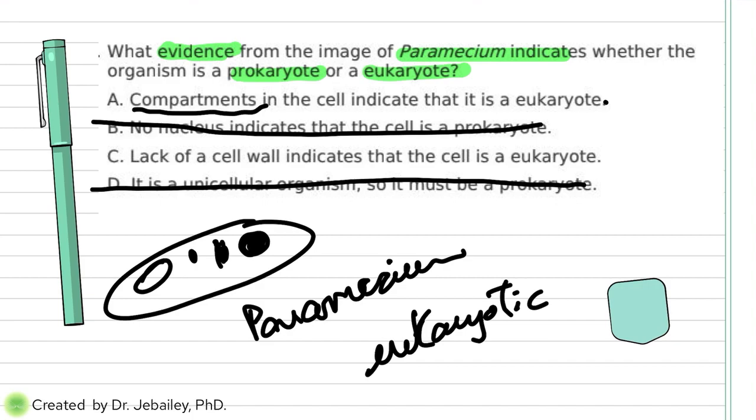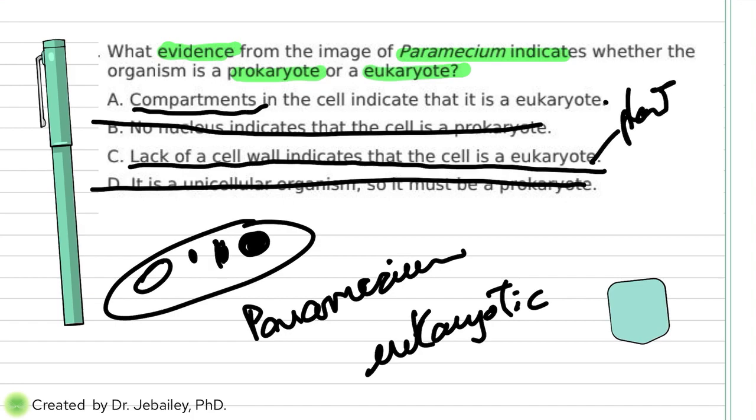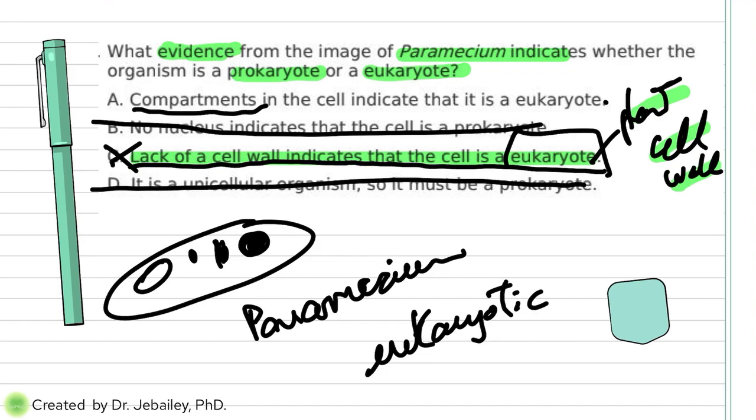But just to make clear, let's look at C. C says it lacks a cell wall, indicates the cell is eukaryotic. As said before, plants, right? Plants do have a cell wall, and plants are eukaryotic too. So this sentence makes no sense. Like it says, if you don't have a cell wall, that means you're prokaryotic. Well, guess what? Plants do have a cell wall, and they are eukaryotics. So C is also off the table. So the only thing you're left with is A. So paramecium does have compartments, and again, the word compartment here means organelles. So our answer is A.